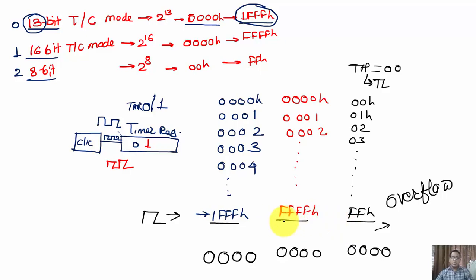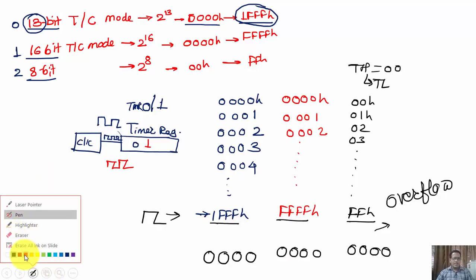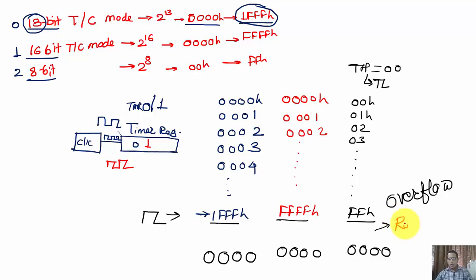Means after reaching its maximum value, when the next pulse is received, the timer is going to increment its count by 1 and automatically the value gets to 0. In other words, this concept is simply called rollover. So what is rollover? The timer reaches its maximum value, and after reaching the maximum value, still the clock pulse is received, so the content present in the specific timer is reset to 0. So this concept is called the rollover concept.